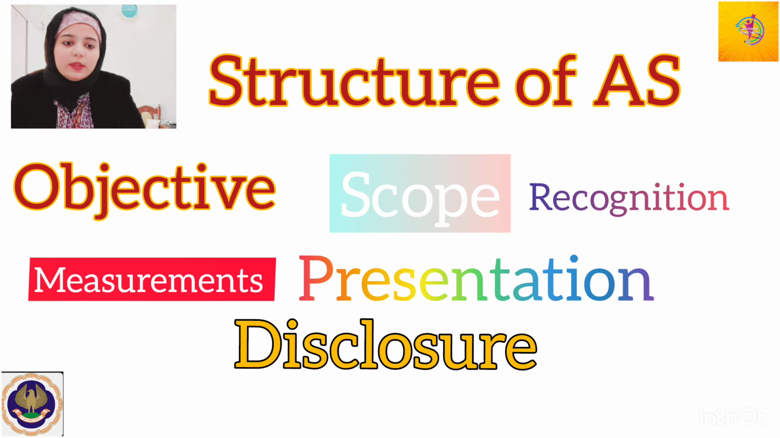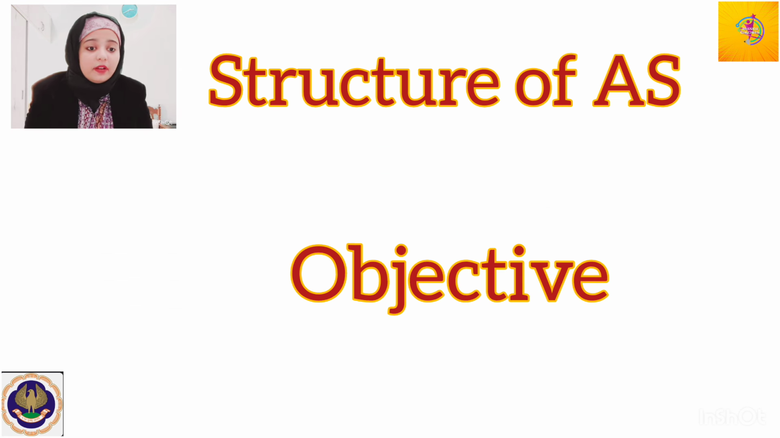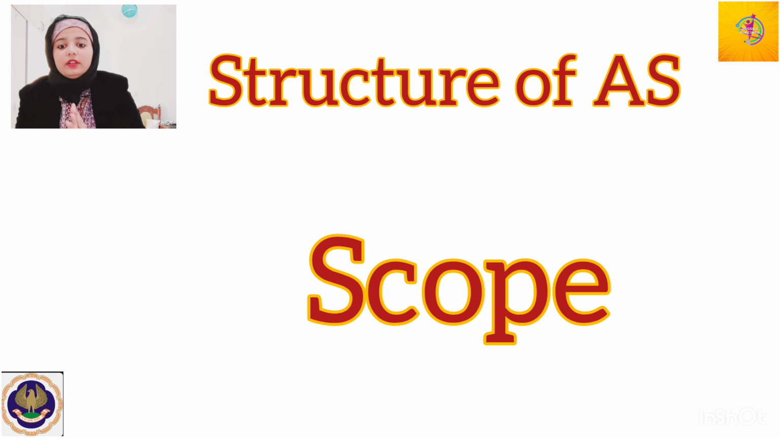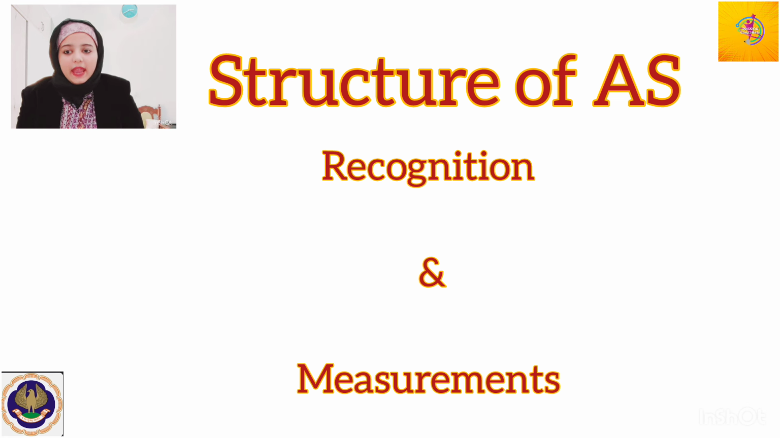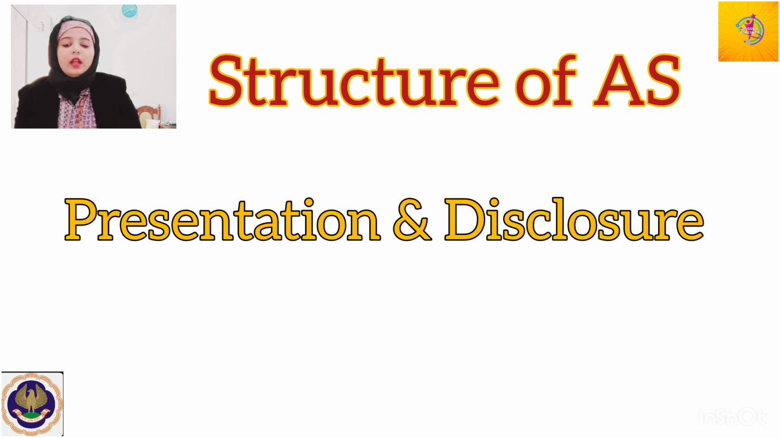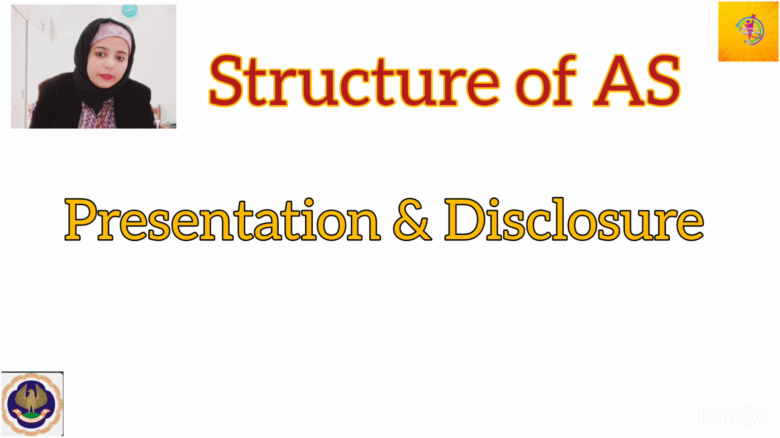Now let's understand how accounting standards are structured. Each AS typically has the following sections: objective, scope, recognition, and measurement. In objective, this explains why the standard exists. Scope identifies which transactions the standard applies to. And recognition and measurement tells businesses how to recognize and measure transactions. Then presentation and disclosure. This explains how financial transactions should be presented in the financial statements.